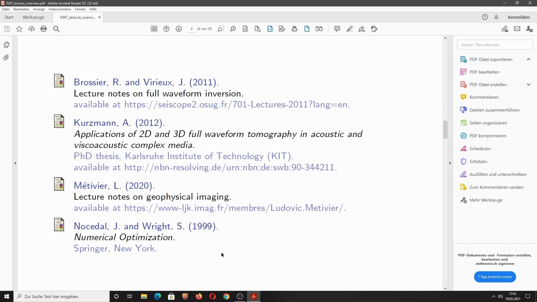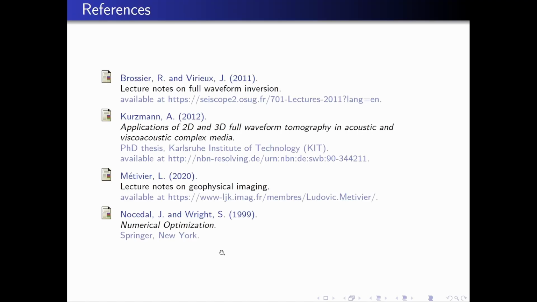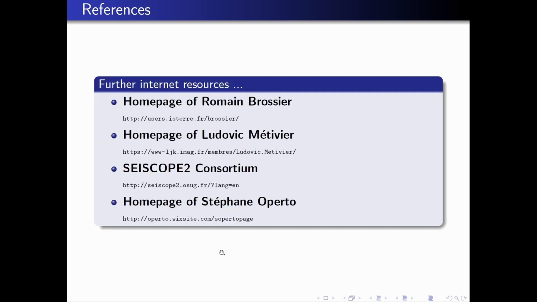It covers local, I think also global optimization approaches, step length estimations, so all the problems that are typically related to numerical optimization. So I really highly recommend this book, and I think you can find it also in our library. Okay, so these are my typical recommendations for lecture notes and books. And then some further internet resources.